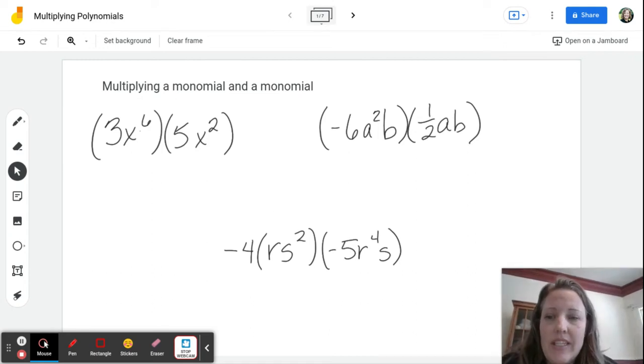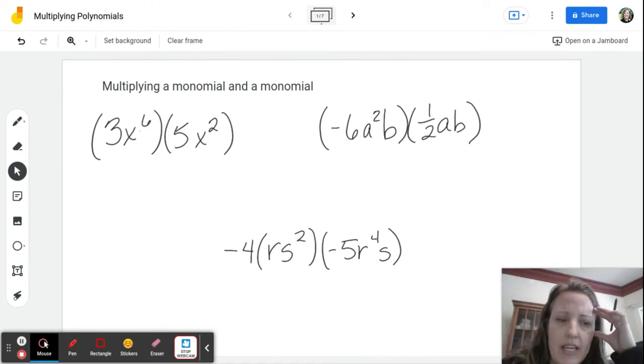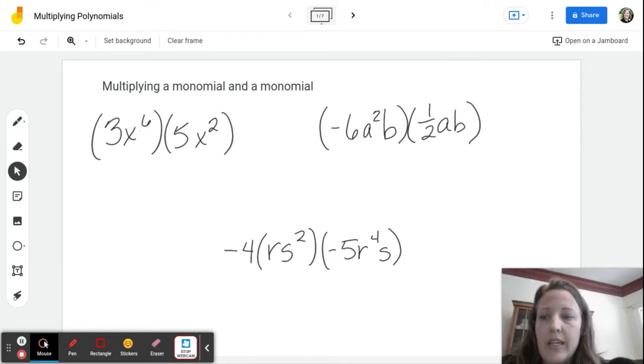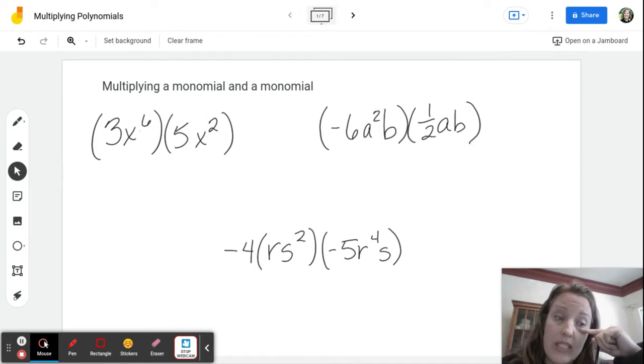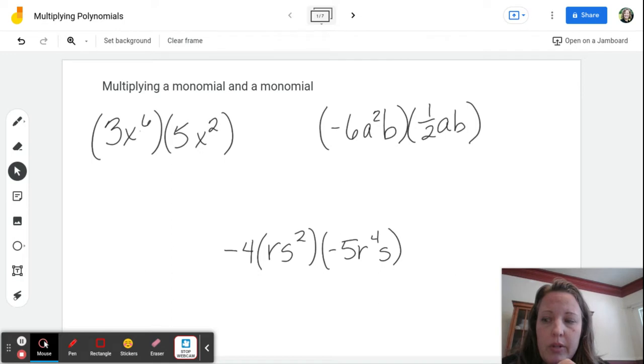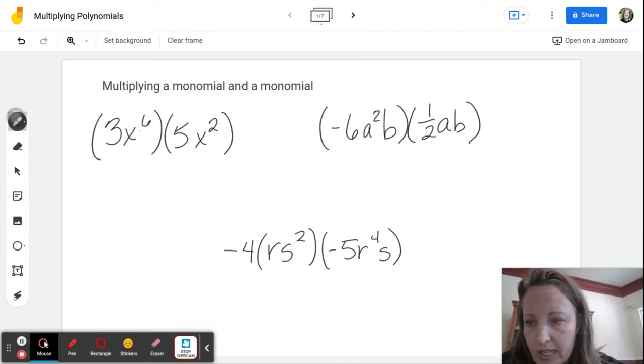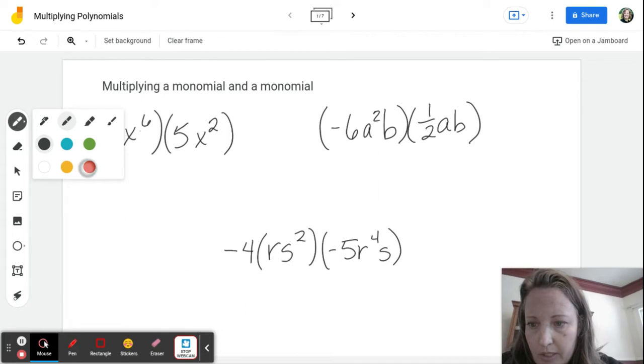Hey, it's Mrs. Golding. I have noticed that the multiplying polynomials part of your Delta Math assignment takes a big jump from what we did in the homework in the notebook. So I'm going to give you some examples to help you. I know this is difficult because we're not together, so I'm going to do these in red.